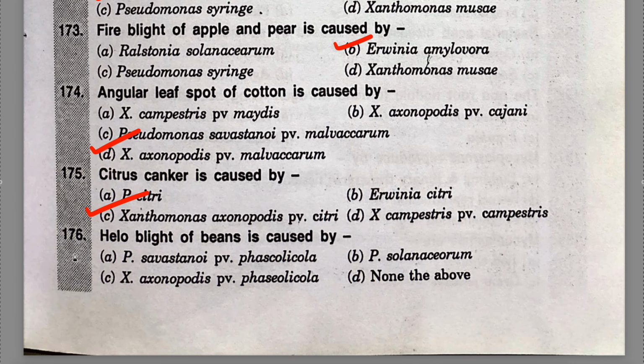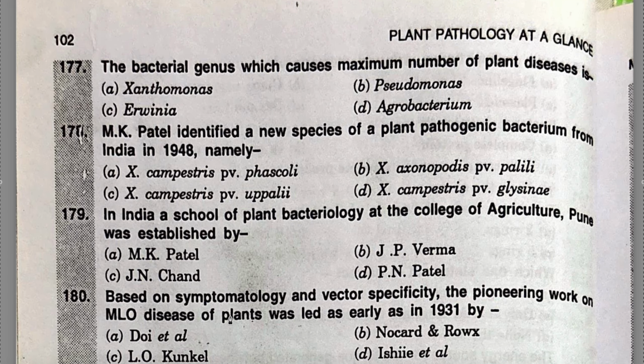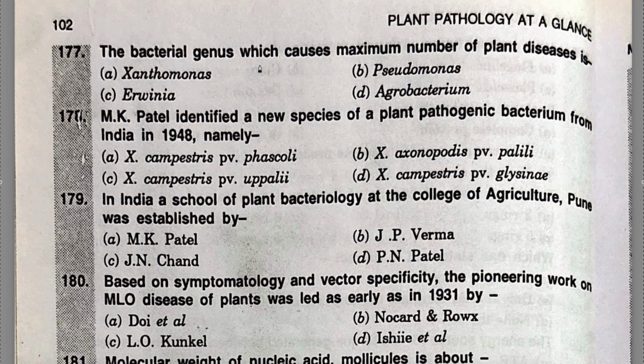Option C. 176. Halo blight of beans is caused by. Please read out the options, guys. It's right in front of you. I'll just say the answer. The answer is yes, option A, Pseudomonas. Okay. 177. The bacterial genus which causes maximum number of plant diseases: Xanthomonas, Pseudomonas, Erwinia or Agrobacterium.